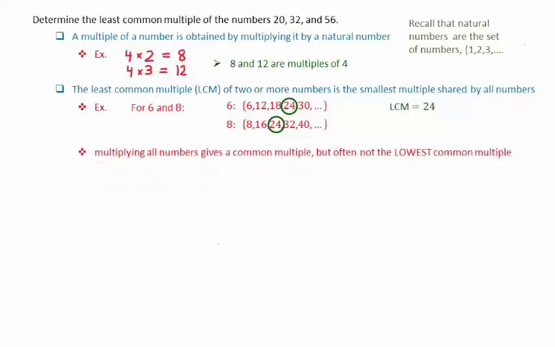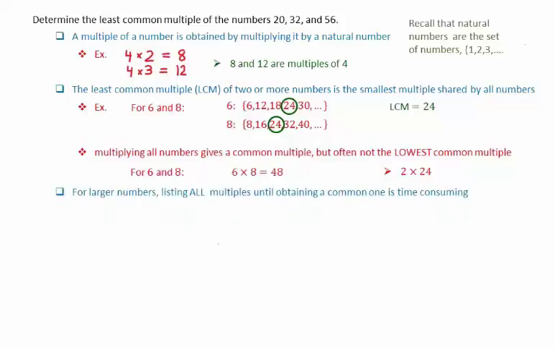Note that multiplying all of the numbers will give a common multiple, but often it will not be the lowest common multiple. As an example again, for 6 and 8, 6 times 8 equals 48. Note this is not the LCM. It is a common multiple. This is actually double the lowest common multiple.